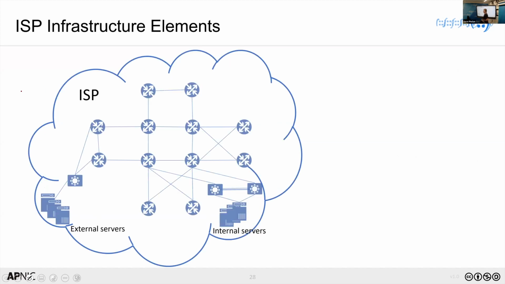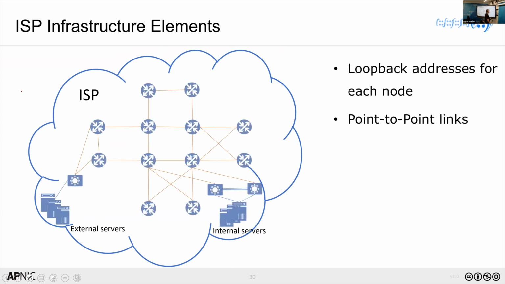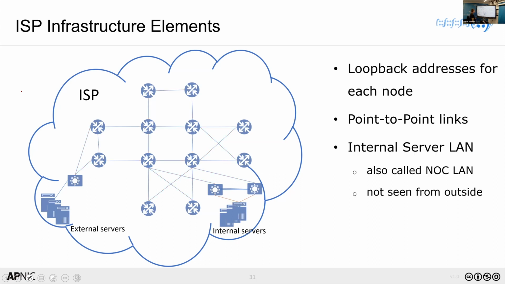So what makes up my infrastructure? I need loopback addresses for all of my network nodes. I need point-to-point links for all of my nodes. So if I'm in a full mesh, all of my nodes need to be able to have an address on each interface. So all my point-to-point links. I also might have an internal server LAN or a NOC LAN. This is something that is not seen from the outside. I may also have external servers, so things like my mail and my DNS servers. So they all come out of my infrastructure block.